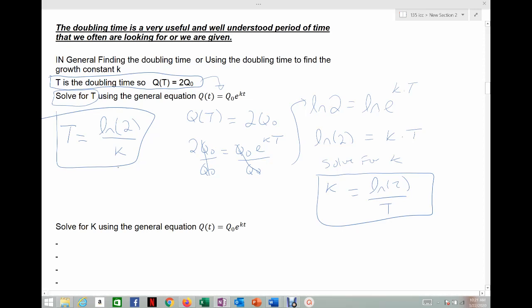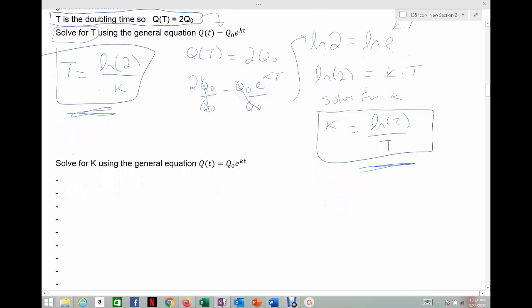And you can either memorize those if you want to and use them, or you could always solve like I did here. All right, so again, it's up to you if you just want to memorize that if I'm looking for a doubling time, it's the natural log of 2 over my growth constant, or if I'm given a doubling time, it's the natural log of 2 divided by that doubling time. We'll solve for my k. All right, and again, it's up to you if you want to memorize that or not.